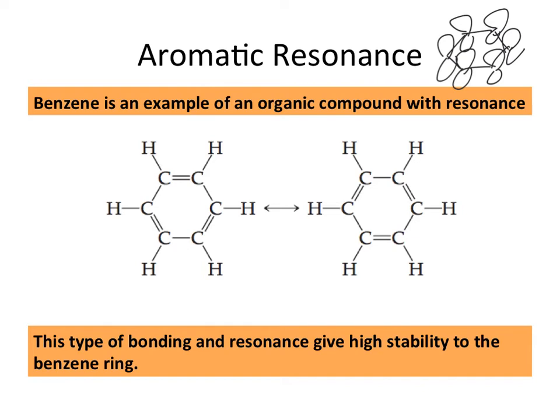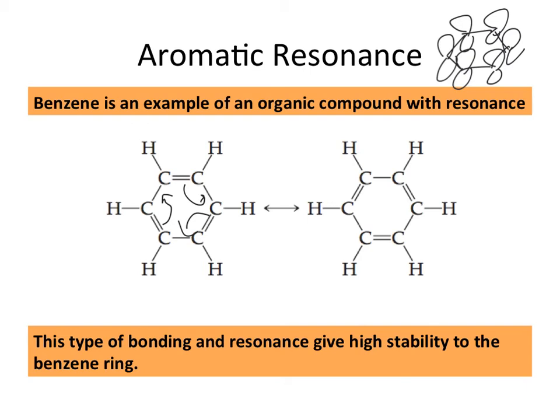Benzene is an example of an organic compound that has resonance. In the case of benzene, the double bonds that you see along the ring can actually move from location to location within the ring and subsequently give you a new resonance structure. Once again, we don't have 3 single bonds and 3 double bonds. What we actually have is something in between. So basically we have 1 1/2 bonds along each of these carbon-carbon bonds.